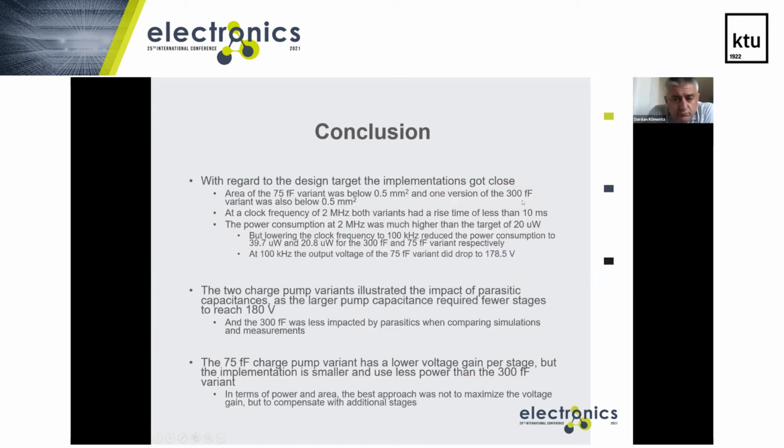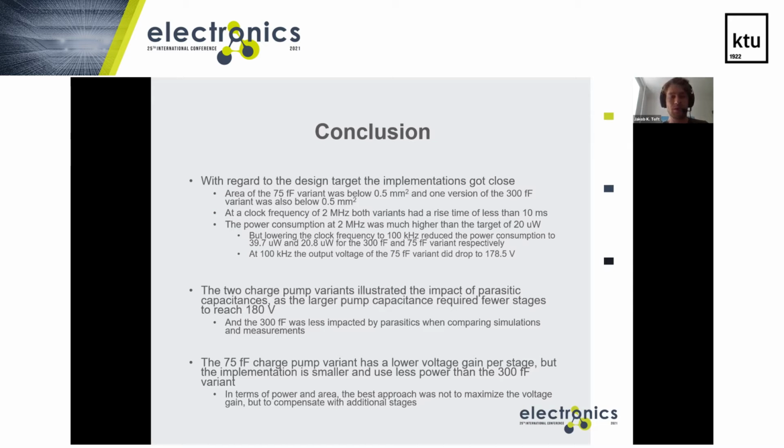So in conclusion, with regard to the design target, the implementations got close. The 75 femtofarad variant area was less than half a square millimeter. And at a clock frequency of 2 megahertz, both charge pumps had a rise time of less than 10 milliseconds. But the power consumption at 2 megahertz was much higher than the target of 20 microwatts. But lowering the clock frequency after having reached 180 volts during startup could reduce the power consumption to 40 microwatts for the 300 femtofarad version and 20 microwatts for the 75 femtofarad version.